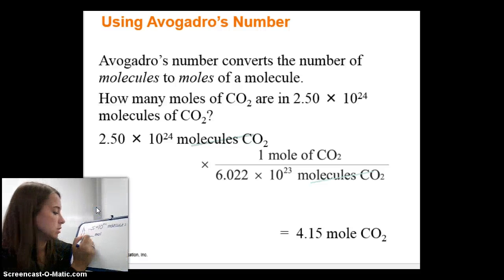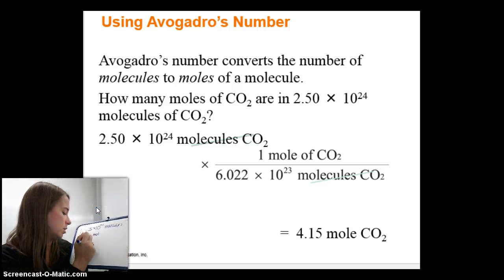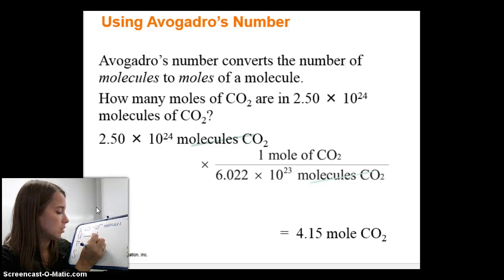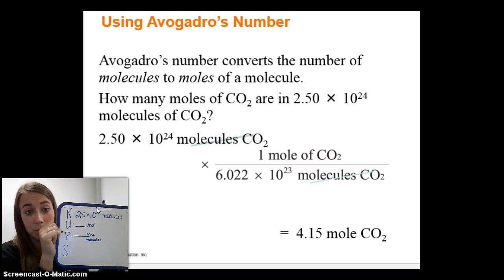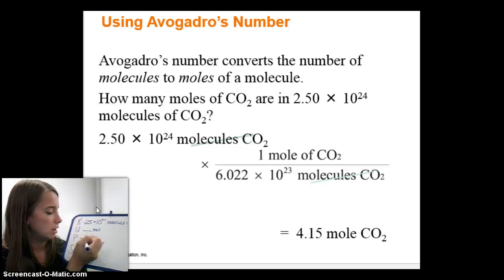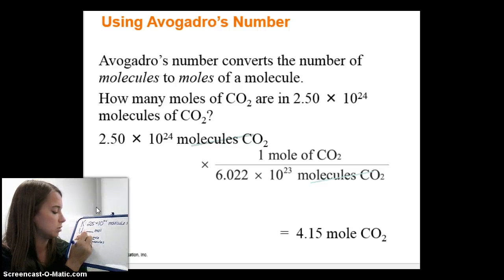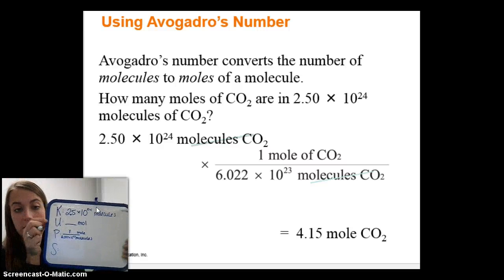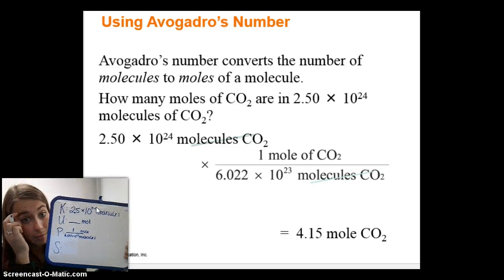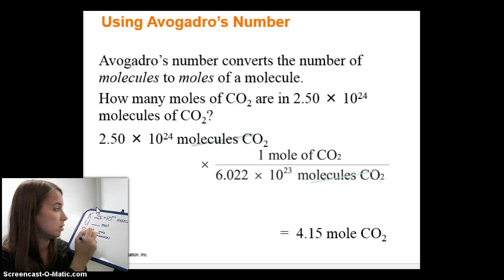So I'm trying to get molecules in the bottom so it'll cancel out. So I'll put molecules down here and a mole up here. Mole's always the big one, right? So I have 1 mole and I have 6.022 times 10 to the 23rd molecules. It takes lots of molecules to make up 1 mole. So that's my conversion factor. Just make my t-chart for my solve. So I'm going to put my known up here, 2.5 times 10 to the 24th molecules.